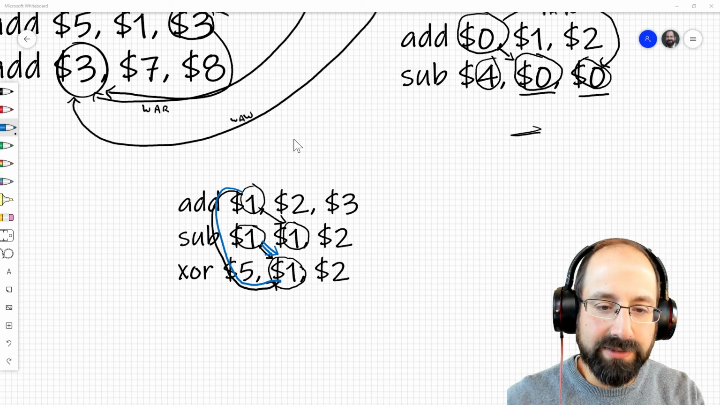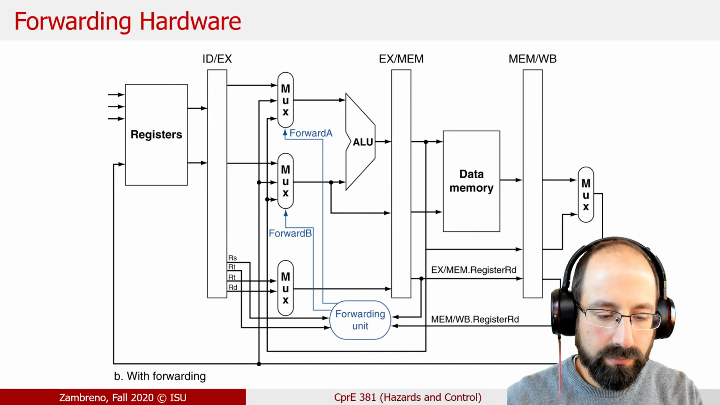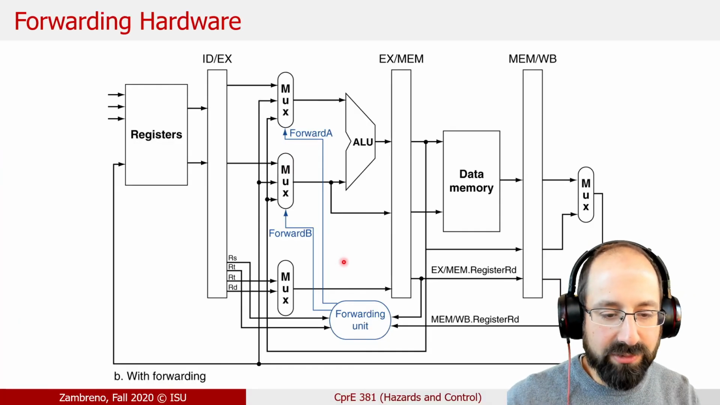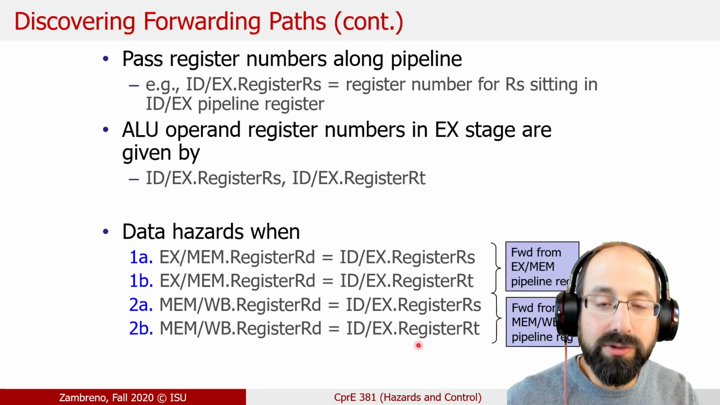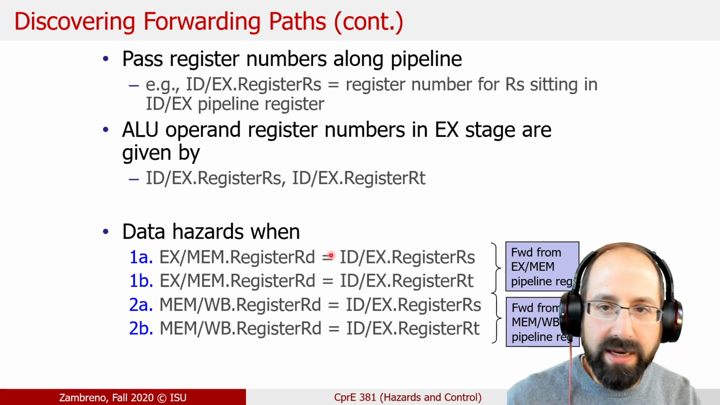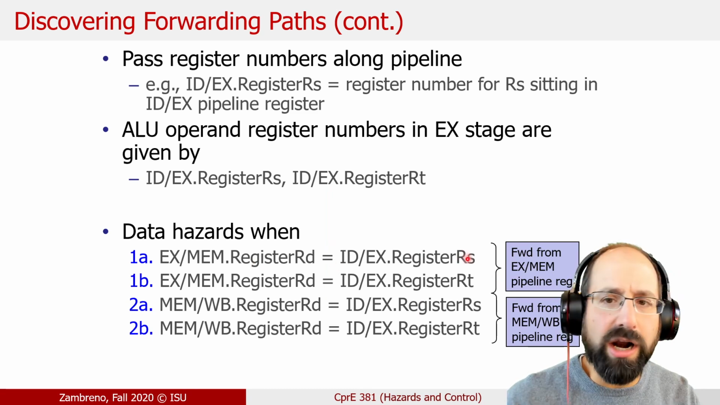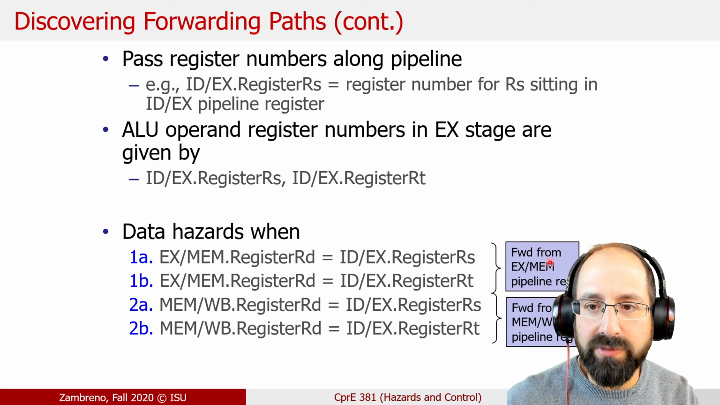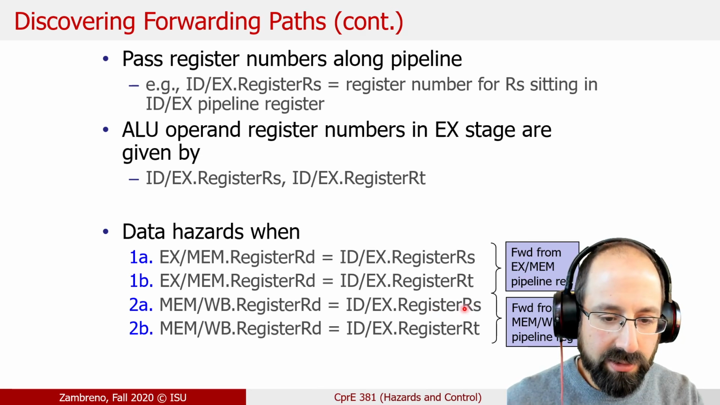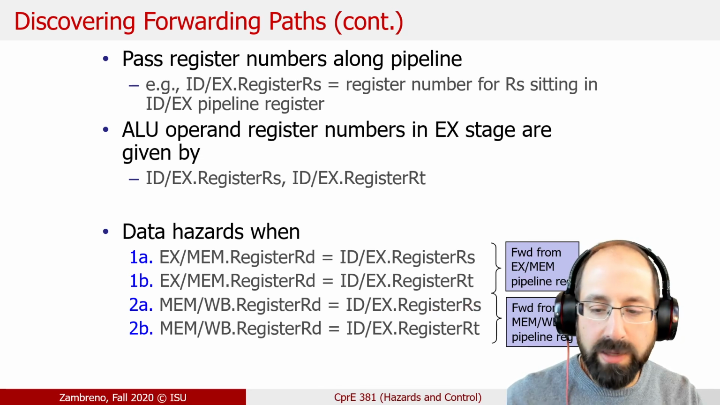Let's go back to this logic. I don't really know if you can see the logic in this, but the logic equations for it. Ignoring the register zero, here is our logic. It's register RS in both cases, right? If this is true, forward from the EX-MEM pipeline reg. If this is true, forward from the mem/writeback pipeline reg. What becomes the issue with this case?